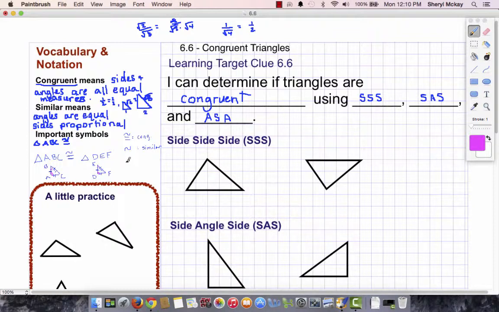So we use little tick marks for equal sides, and we use little arcs for equal angles. All right? Okay, let's get started.